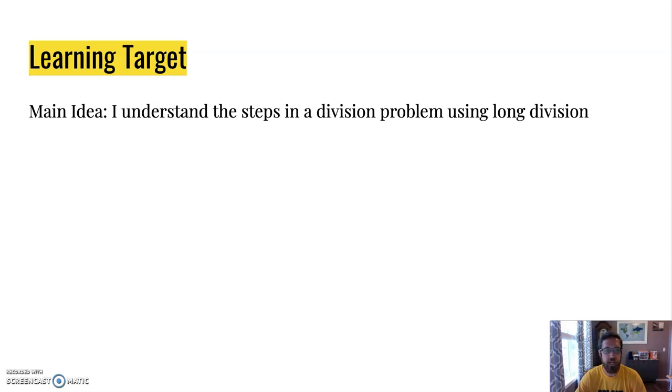Today, we're going to go over division, old school, or traditional long division, part 1. The learning target, or main idea for the lesson, is that you understand the steps in a division problem using long division. Now, we've done a lot of division this year by using ratio tables, so we're going to try to make the connection of how using a ratio table relates to how long division works. We're just going to do a couple problems today, and then a couple more problems tomorrow in long division.